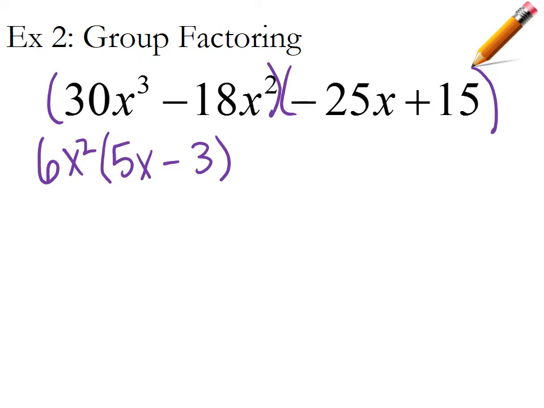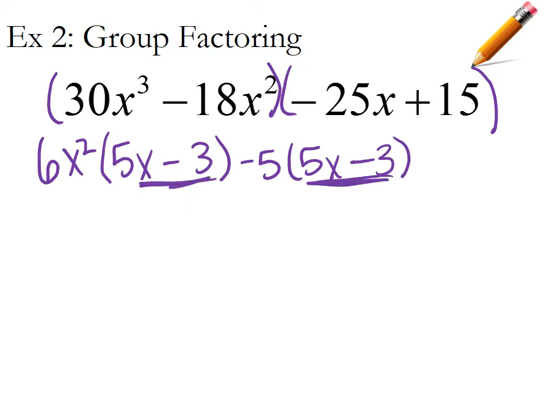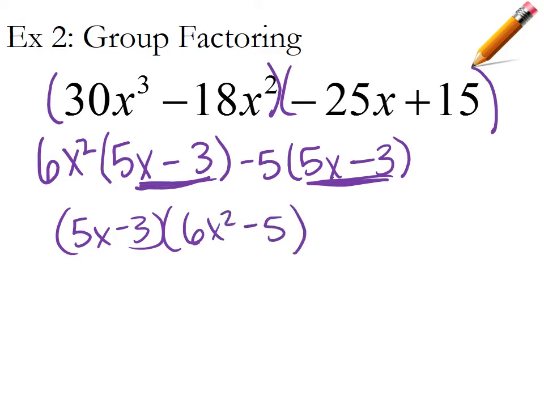Second set of parentheses, notice my sign. I'm going to take out a negative 5, which leaves me with a positive 5x and a minus 3. If you didn't take out a negative, then you'd be stuck because your factors wouldn't be common. So let's take out that common factor of 5x minus 3. That leaves me with a 6x squared minus 5. In this case, it is not an equation, so I'm not setting it equal to 0. I'm just factoring.